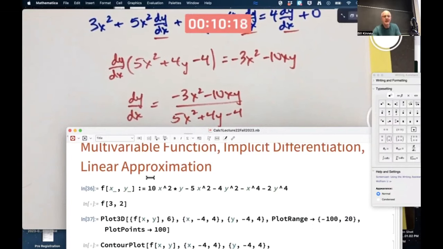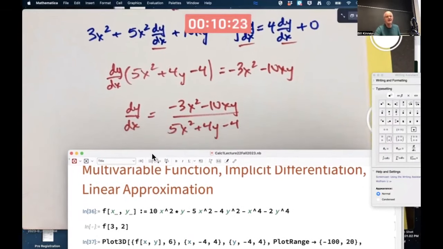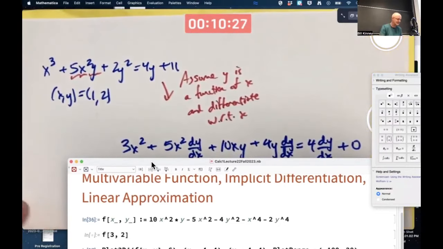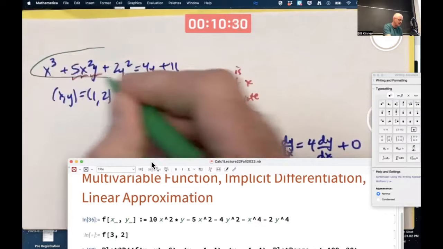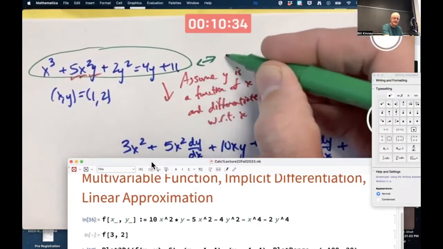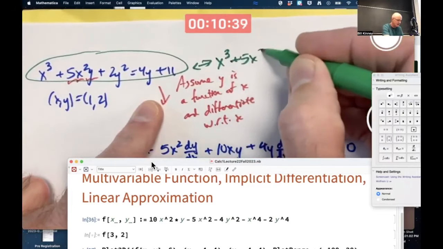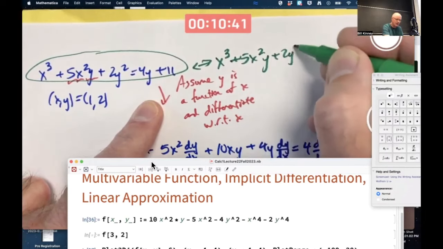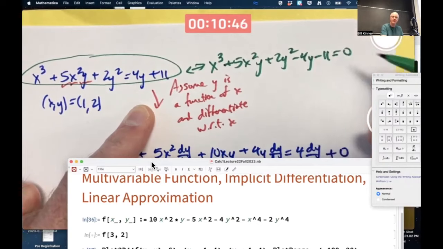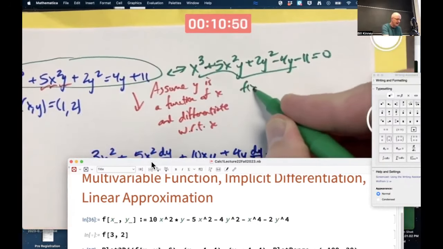I'll make appropriate modifications here. One thing I'd like to do before I use the code is take this equation and rewrite it right at the start by subtracting 4y and subtracting 11 from both sides. This is equivalent to x cubed plus 5x squared y plus 2y squared minus 4y minus 11 equals 0.